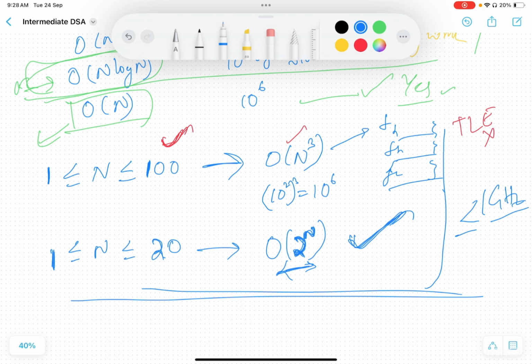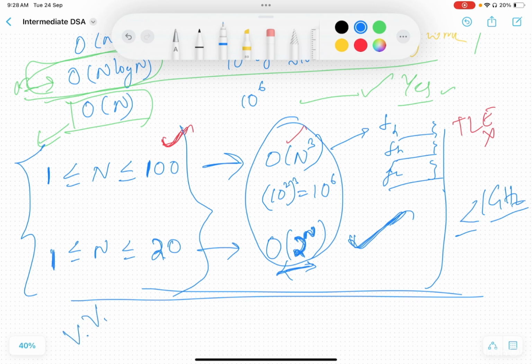Yeah, that's it. Today we learned not only the order, looking at the constraints is very, very important.